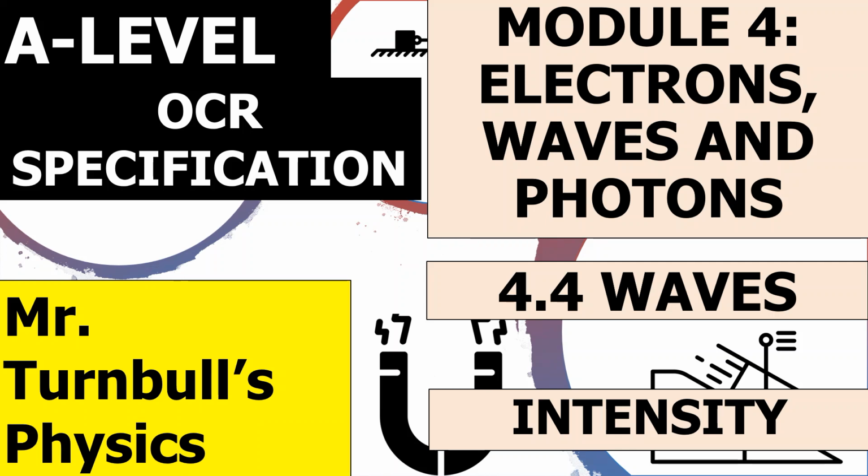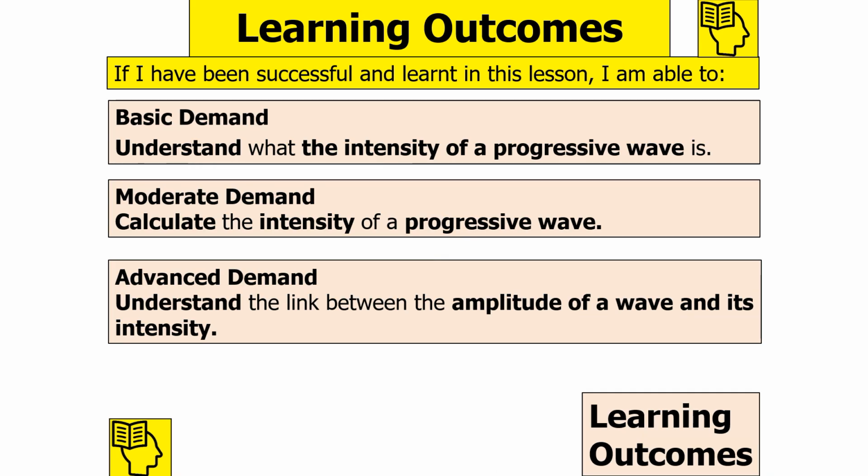Hello and welcome to this lesson for OCR A-Level Physics on Module 4 Electrons, Waves and Photons in the topic of waves, looking at the concept of intensity. If we've been successful, in today's lesson we should be able to understand what the intensity of a progressive wave is, calculate the intensity of a progressive wave and understand the link between the amplitude of a wave and its intensity.